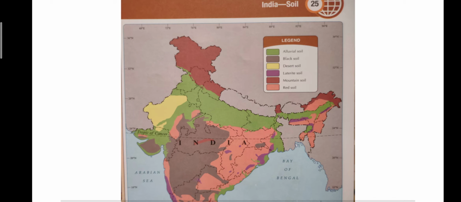So a thematic map will always have a title at the top and it will describe the same title. If vegetation is written, the thematic map will show vegetation. If minerals is written, thematic map will show the minerals that are found in India. So this is how a thematic map works.